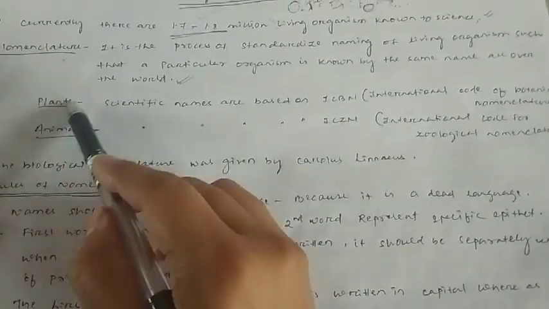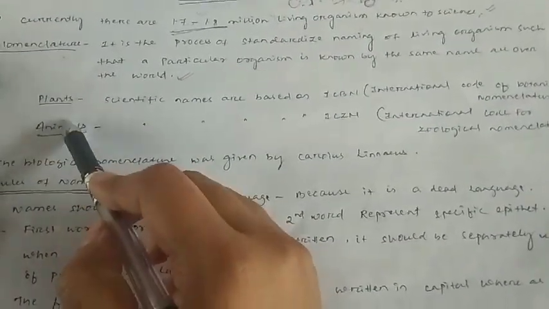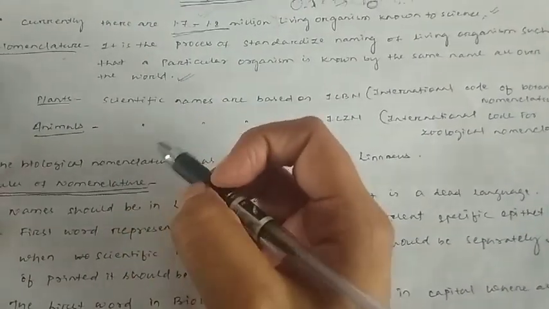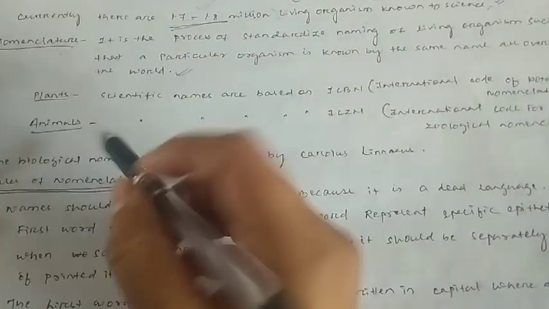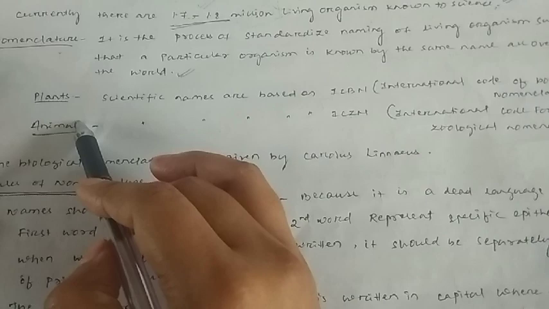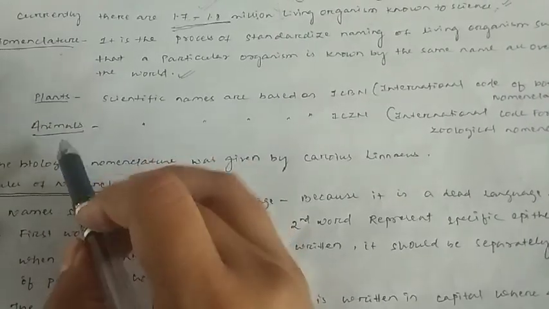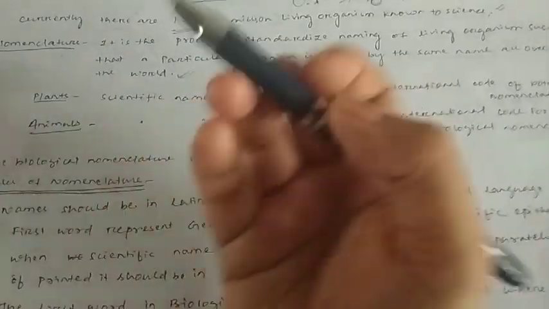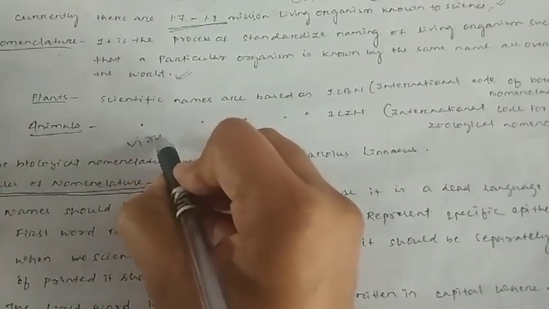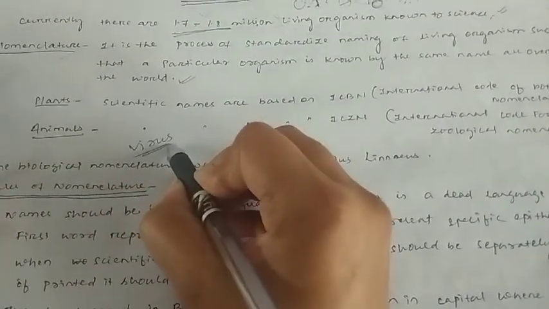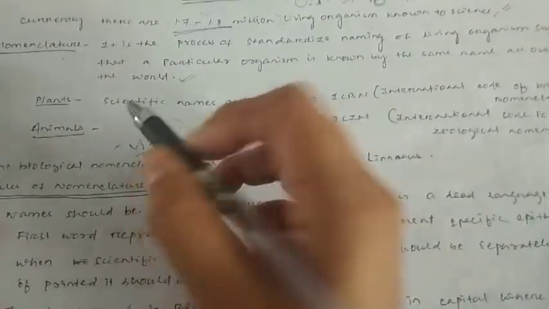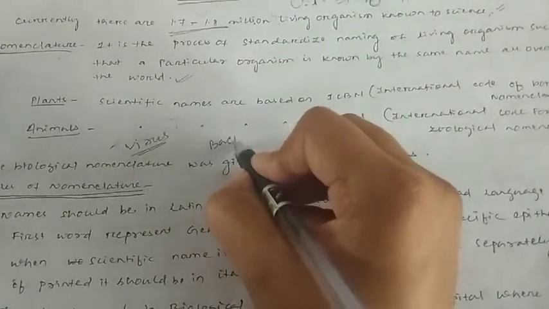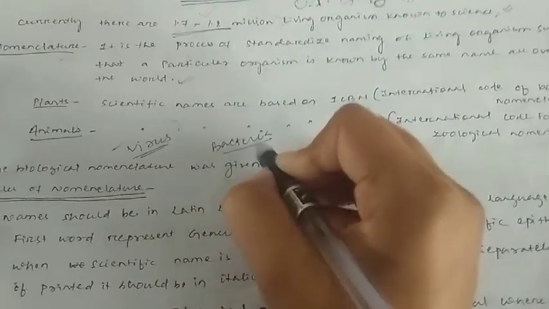So who gives the names of plants and who gives the names of animals? There are various organizing committees or bodies that give the names, okay? It is not that only one committee gives names to all the organisms in the world. There are various committees. To give names of viruses, there are many scientists, virologists, who give the name. There are many bacteriologists who give the names of bacteria.